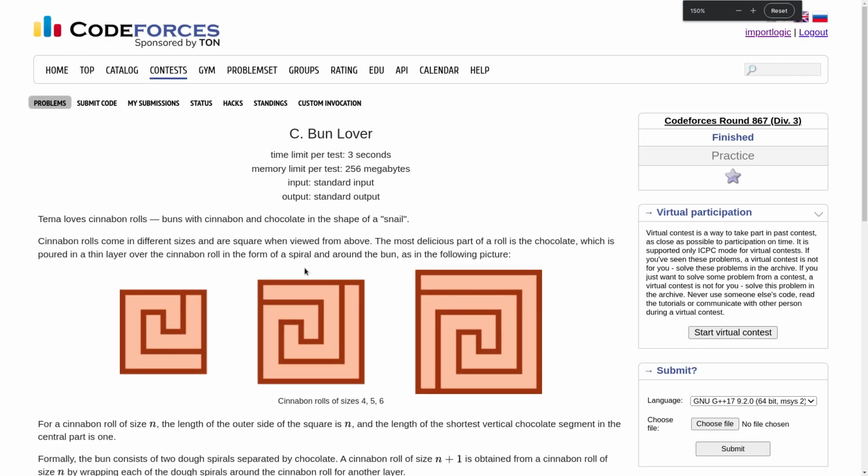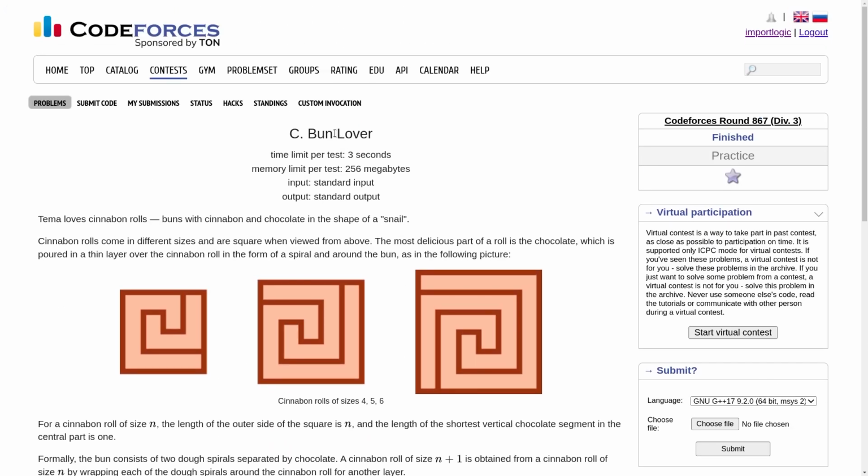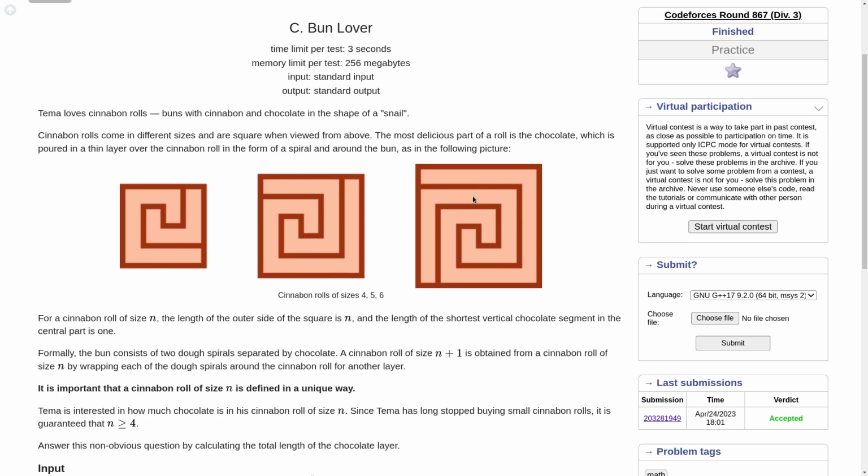So this particular problem says that we have been given, so I'm just going to summarize this whole problem for you. I believe this problem was more of just observing a pattern. You have to observe this pattern, and basically, for any n value, these are the figures. For example, this is for n equals 4, this is for n equals 5, this is for n equals 6. Now you have to count the total length of these brown lines, right?